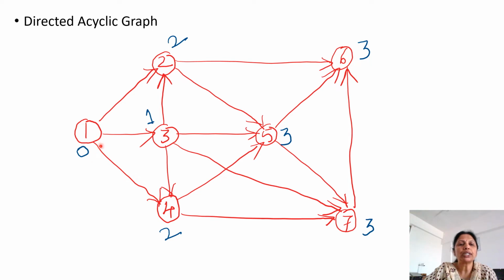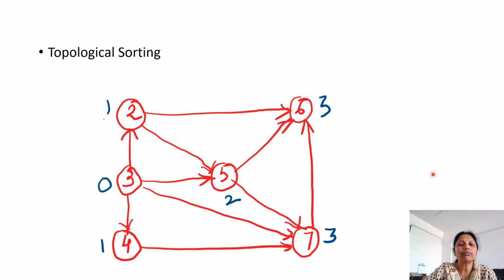Here in degree of vertex 1 is 0. In degree of vertex 2 is 2. Here there is an edge from 1 to 2 and 3 to 2. In this way we have to identify the in degree of each and every vertex, and then the vertex which is having in degree 0 we have to remove, as well as remove the edges from that vertex. After removing 1, here we will get this graph.